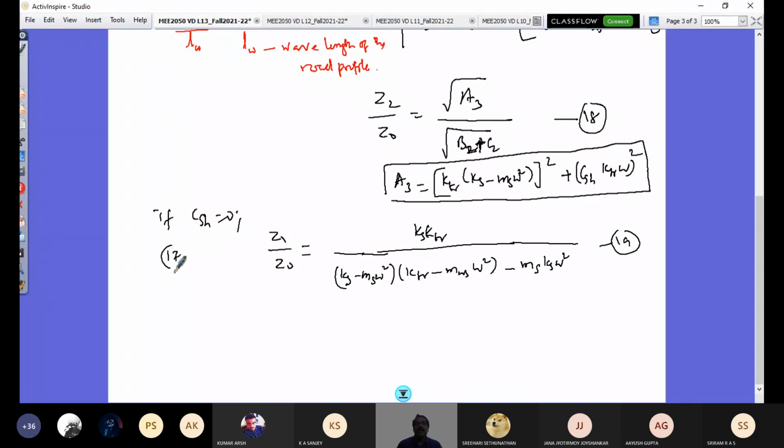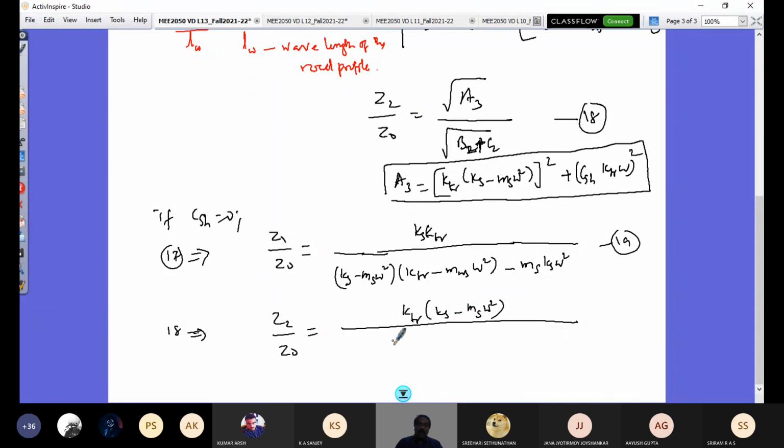So your 17 equation would become like this, and the 18 equation would become Z2 by Z0. So what is the amplitude of your tire wheel assembly for the road harmonic excitation? It is KTR into Ks minus Ms omega square divided by the denominator. In A3, this term is going to be 0, and A3 is under root, so the square goes off and we have only this.